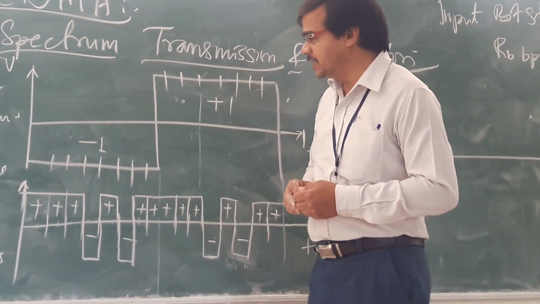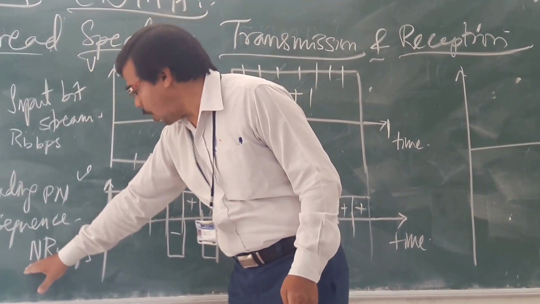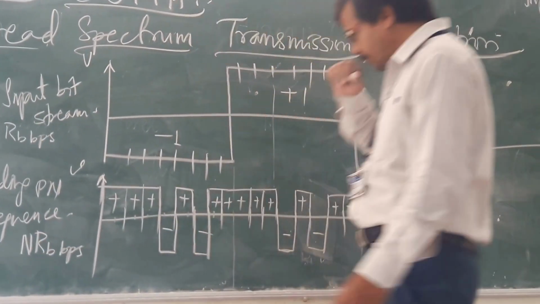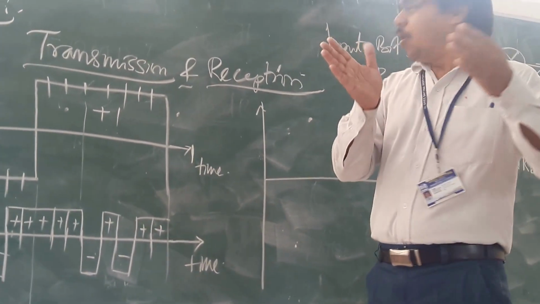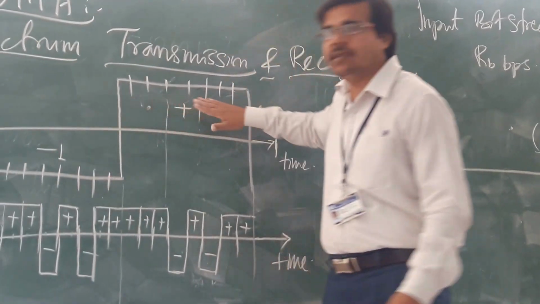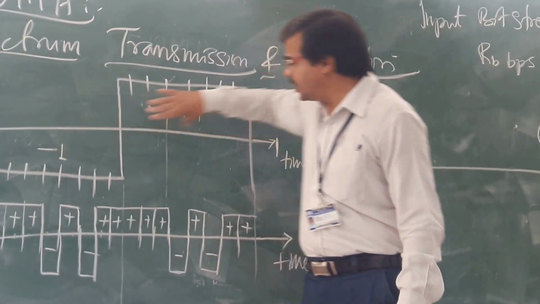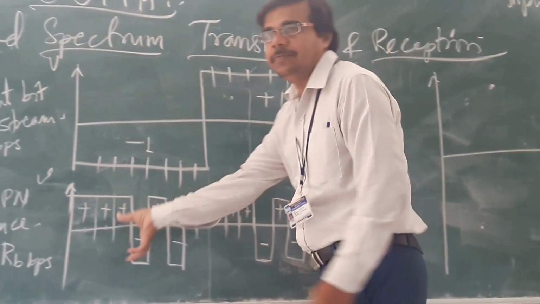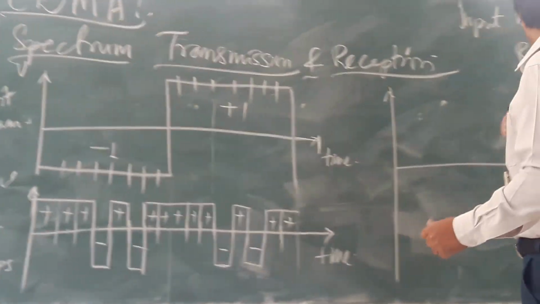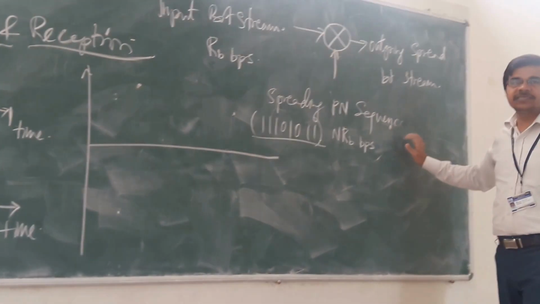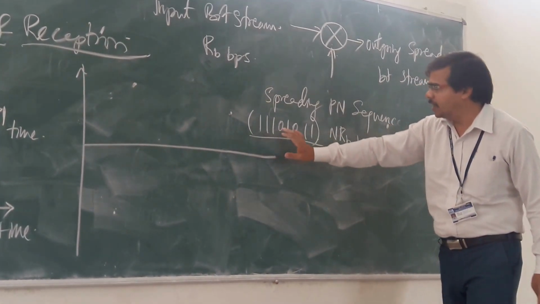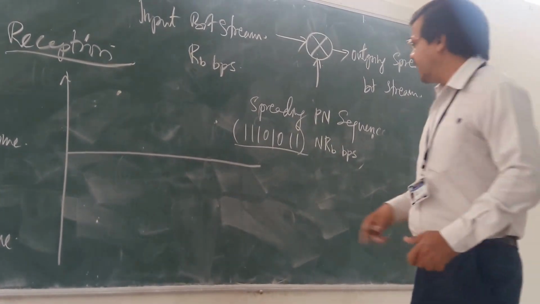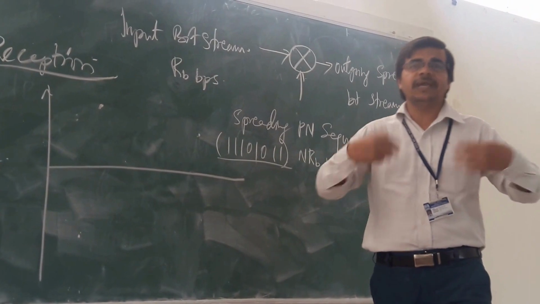Spreading PN sequence means it is N times the input bit stream. I have just taken ones here: -1, +1, with 8 bits and 8 bits. So in total it becomes 16 bits, and for those 16 bits I have assumed that the spreading PN sequence is 1 1 1 0 1 0 1 1. There is no hard and fast rule why I have kept this. Just for example I have taken this.